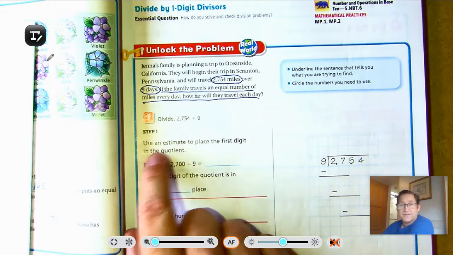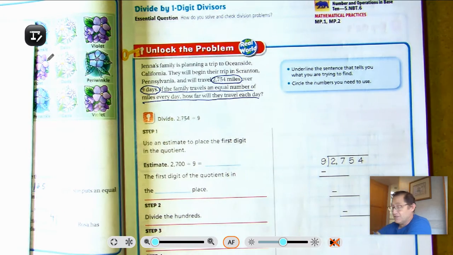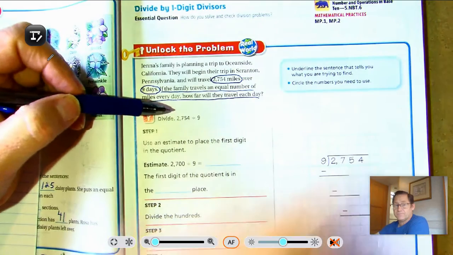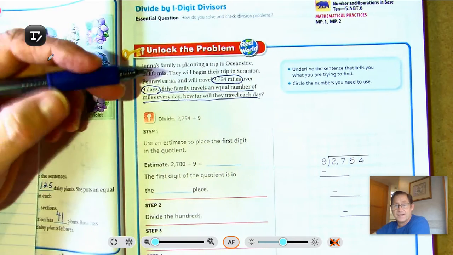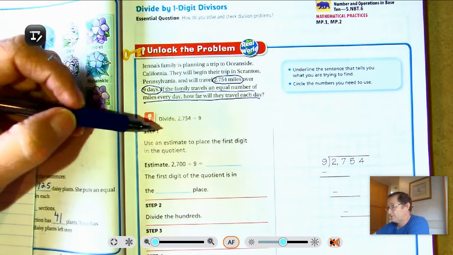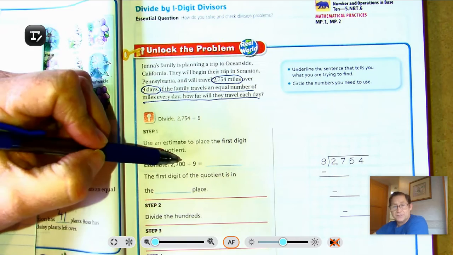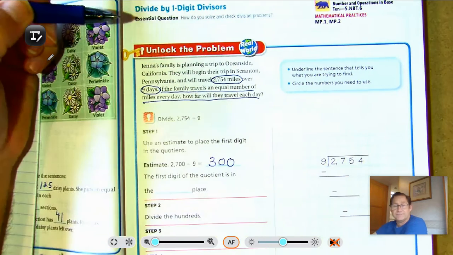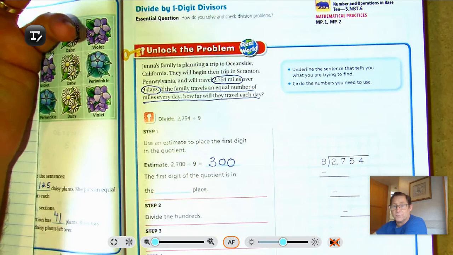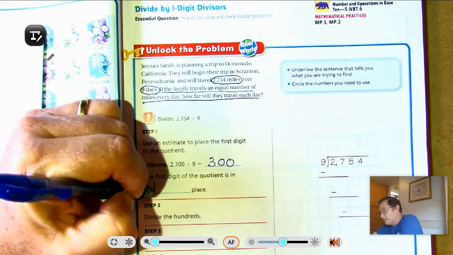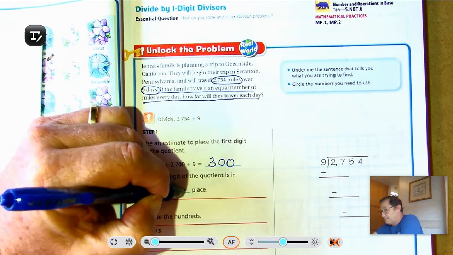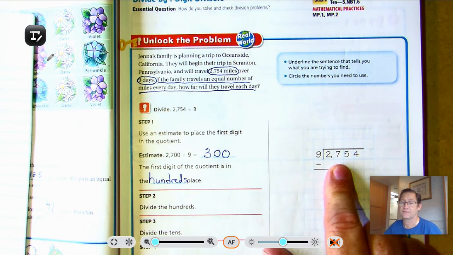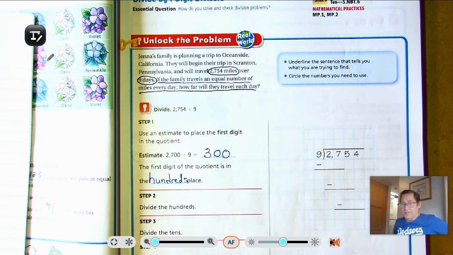So remember, we can use an estimate to figure out where the first digit in the quotient is going to be. And so 27 is a multiple of 9. So 27 divided by 9 is a good basic math fact to try for an estimate. So 2,700 divided by 9. Well, 300. 9 times 3 is 27, followed by the 2 zeros. So the first digit is in the hundreds place. Okay, so my answer should be hundreds. Okay, not tens, hundreds.